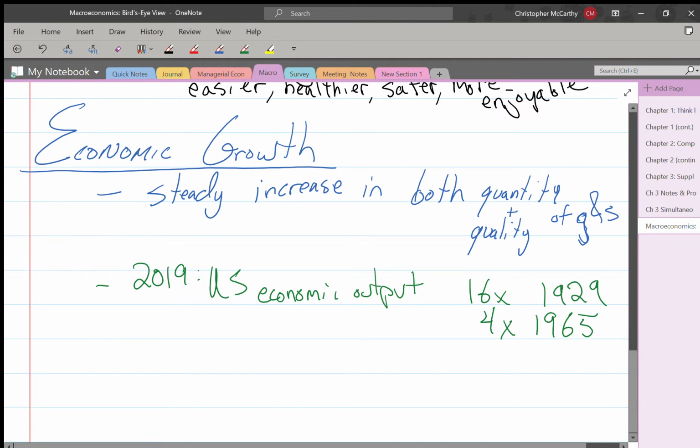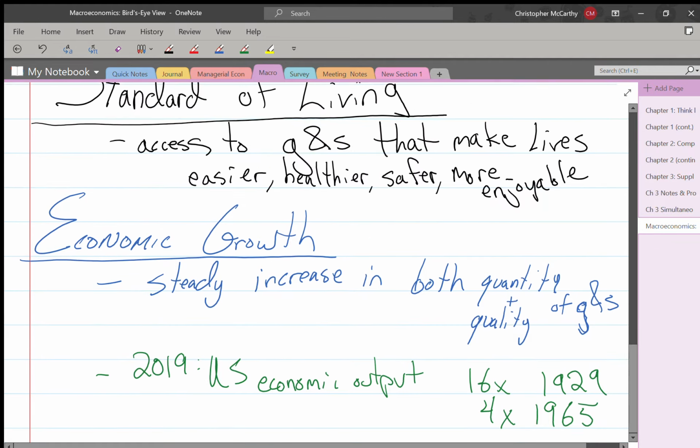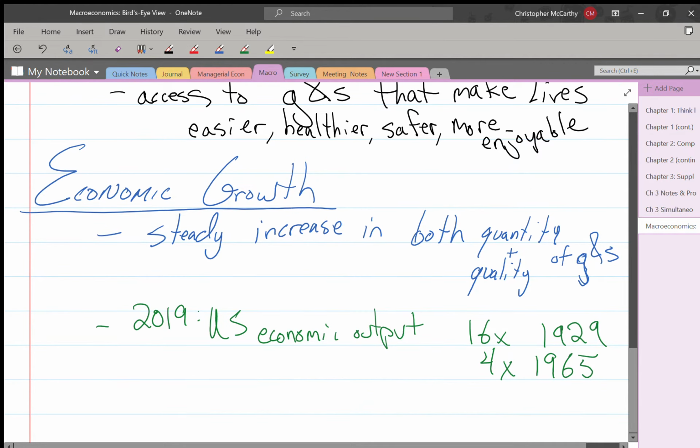And at the end of the day, this standard of living, it's not perfect, but it's the best measure that we have. And so part of economic growth is the goods and services that make lives easier, healthier, safer, more enjoyable, right?